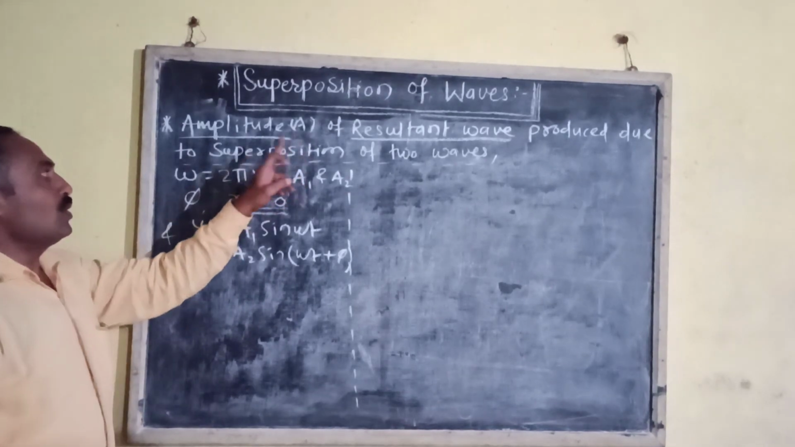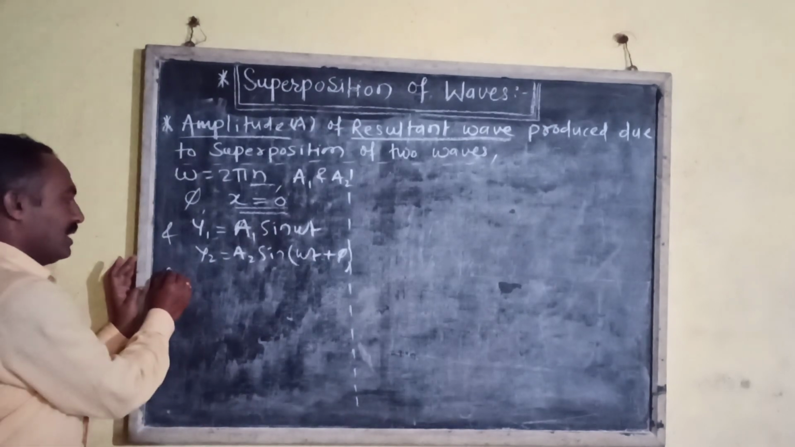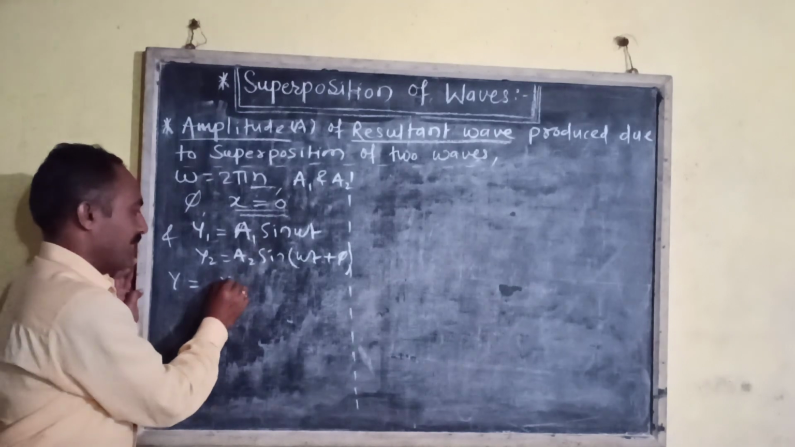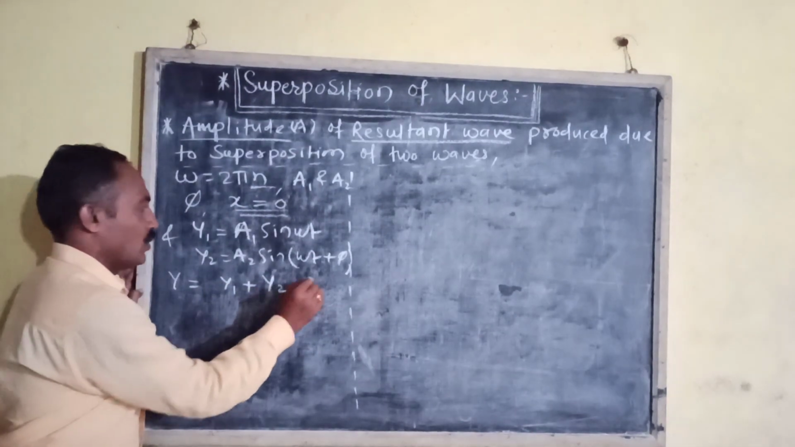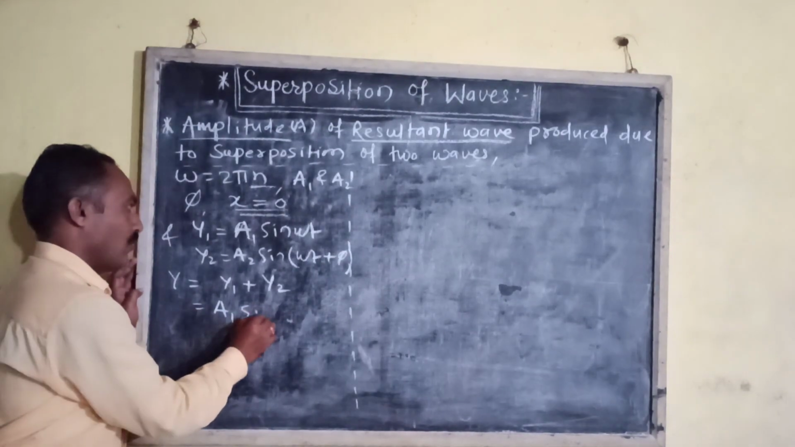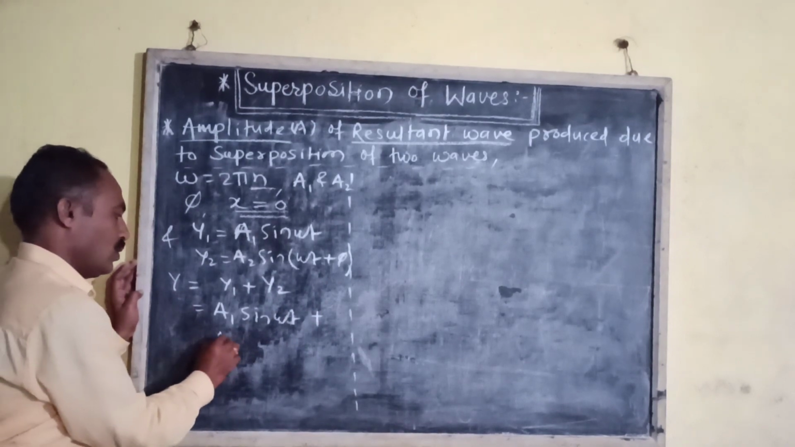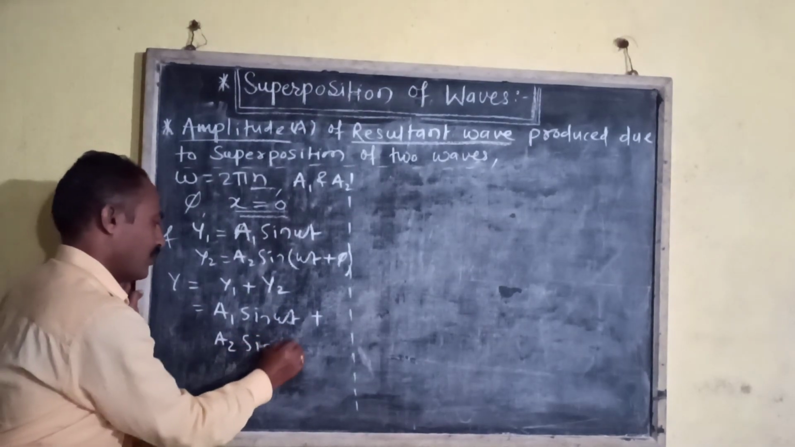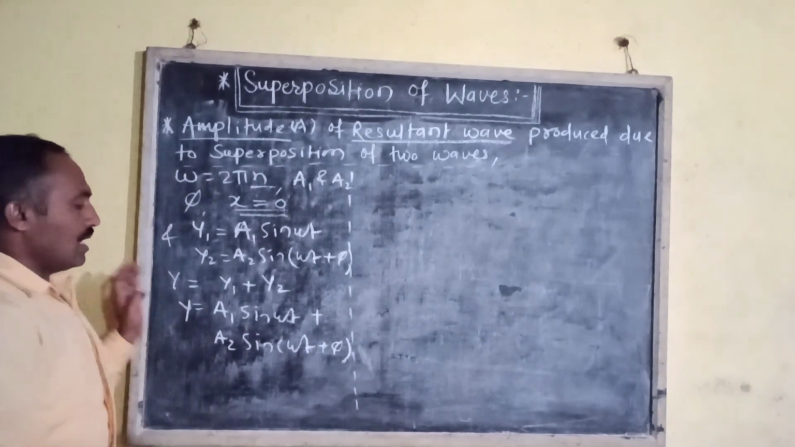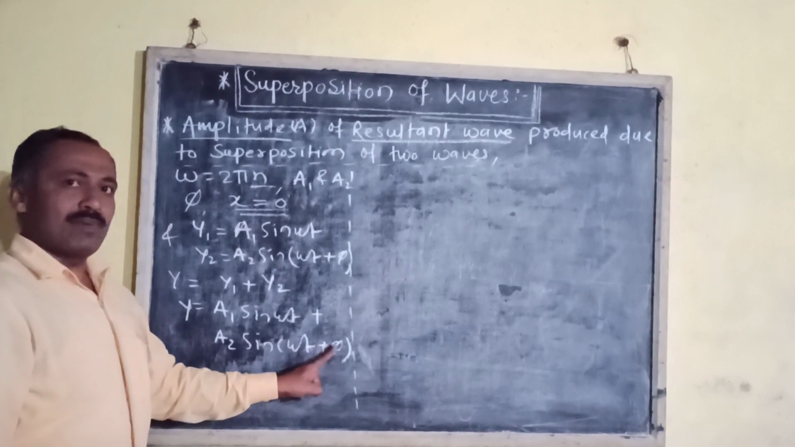Then according to the principle of superposition of waves, the equation of the resultant wave is given by y is equal to y1 plus y2. That means y is equal to a1 sin omega t plus a2 sin of omega t plus phi. Now we have to expand this using the formula for sin of a plus b.